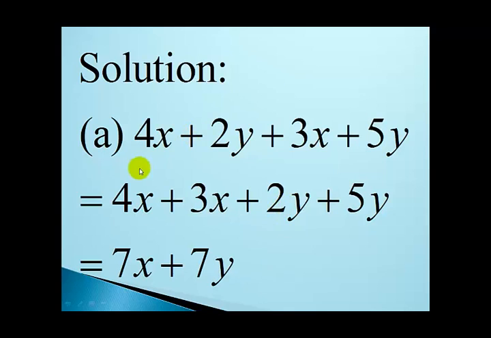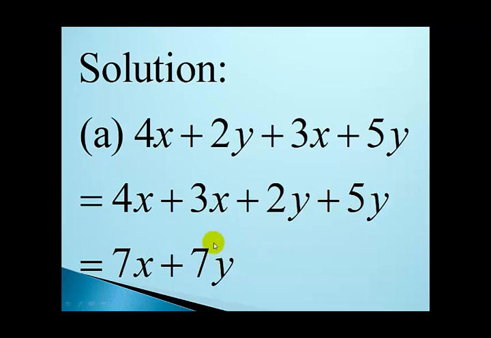With the example in A, we are given 4x plus 2y plus 3x plus 5y to simplify. What we do is to add the like terms. So we have 4x plus 3x, plus 2y plus 5y. Now 4x plus 3x equals 7x, and 2y plus 5y equals 7y.